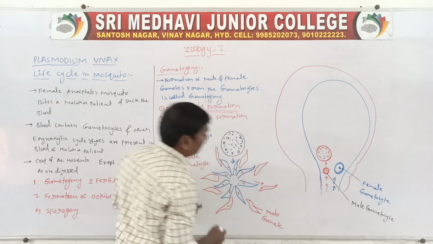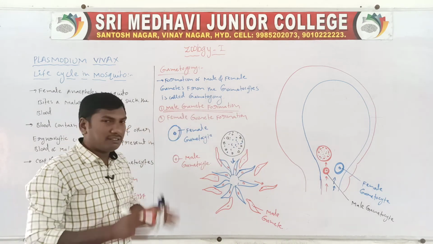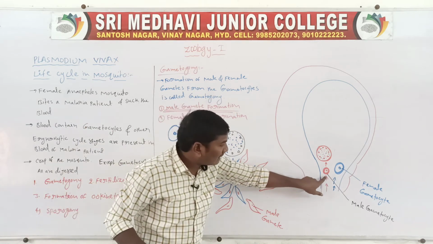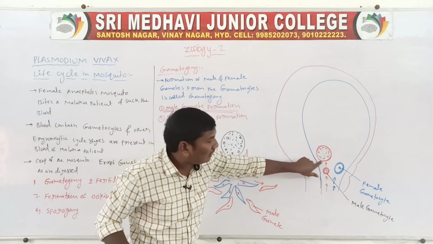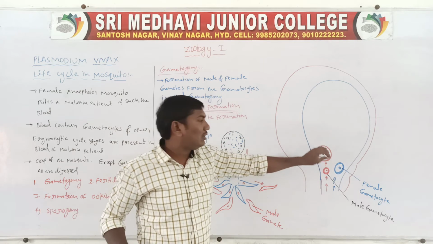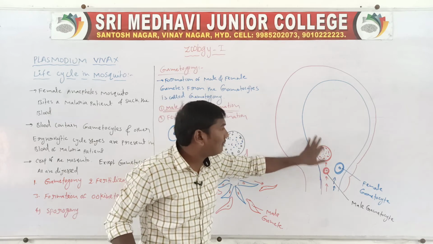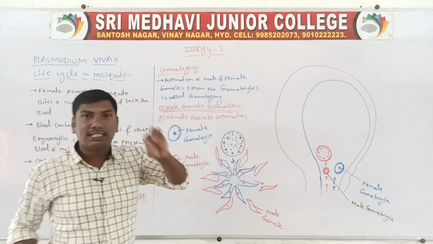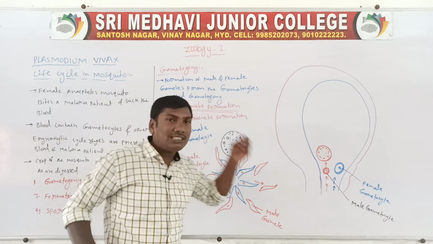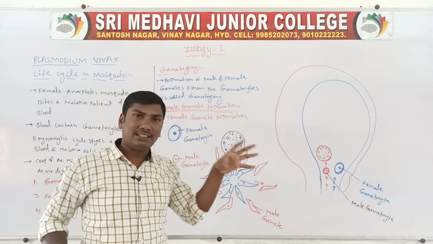The first heading is male gamete formation. In male gamete formation, the first step is that the nucleus of the male gametocyte divides into 8 daughter nuclei. These 8 daughter nuclei are present at the periphery inside. Next, the cytoplasm forms 8 flagella-like structures, and each flagellum has one nucleus entering into it.